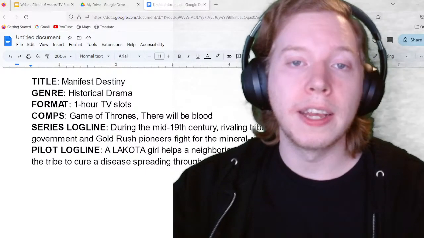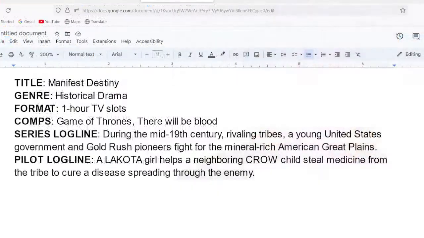The series logline is fantastic. There may not be much to change there. Mid-19th century, rivaling tribes, a young United States government. You mean rivaling indigenous tribes, right? Oh yeah, rivaling indigenous. A young United States government, and gold rush pioneers fight for the mineral-rich American Great Plains. Fantastic, efficient sentence that puts us right in the world. We know the location, the time period, and all the different parties involved. This is going to be a big ensemble historical drama.